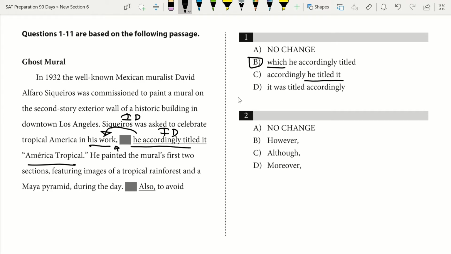C also is incorrect because it has a comma splice since it says he titled it American Tropical. That's also an independent clause. So that's also a comma splice. Same thing with D. D is also a comma splice. So our only option then is going to be answer choice B. So question 1 answers B.